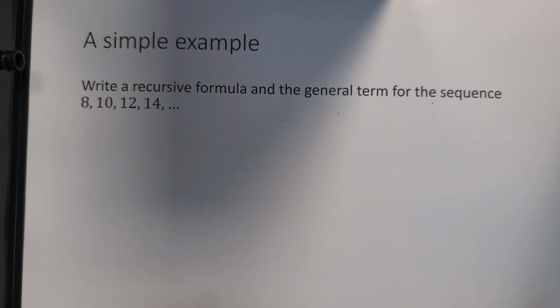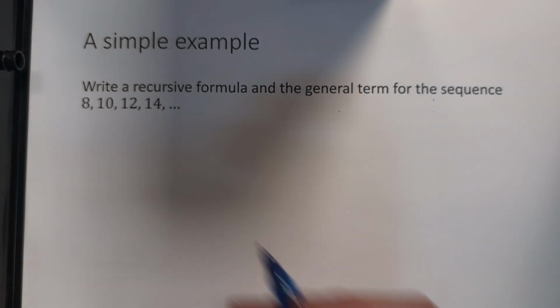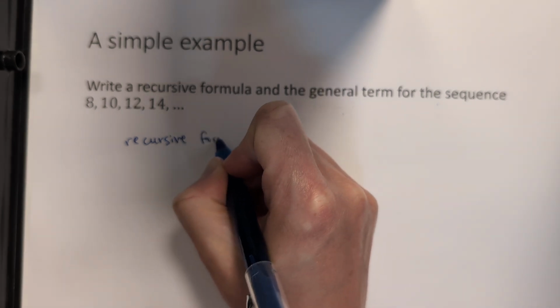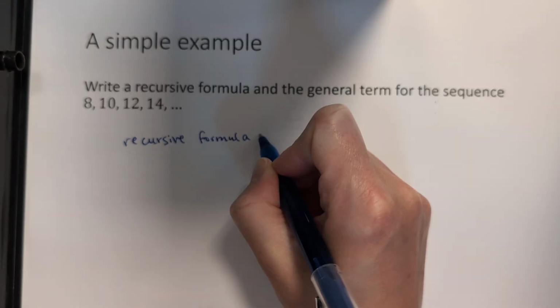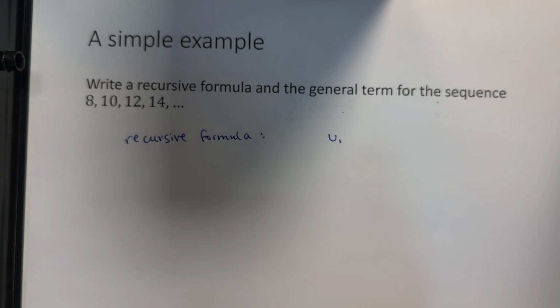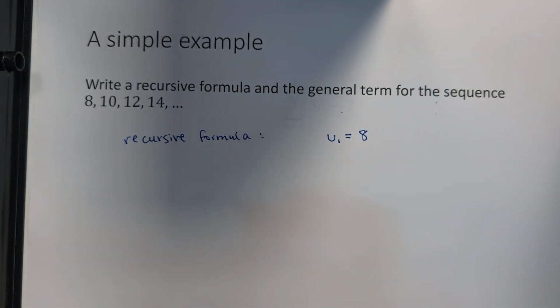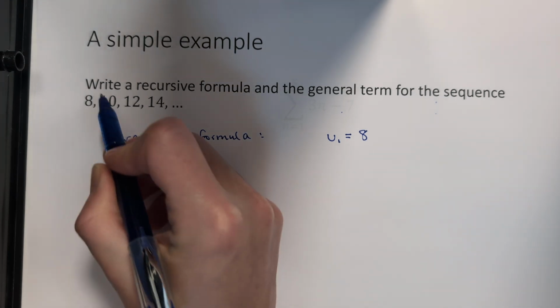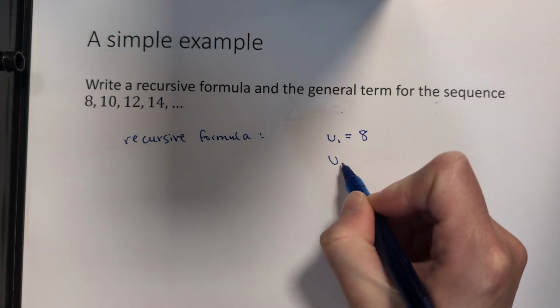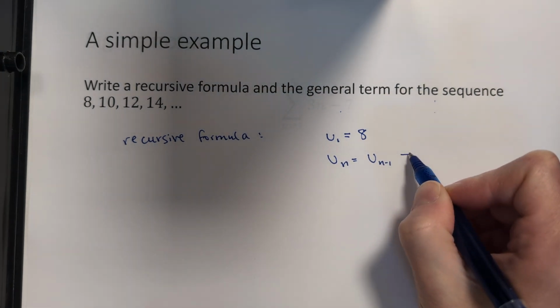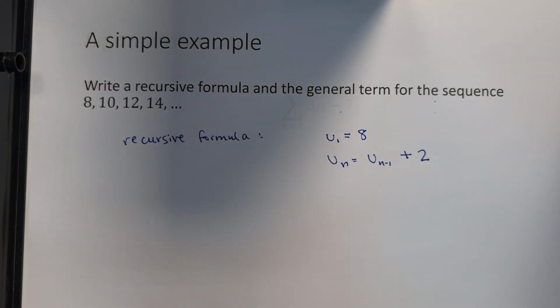So here's a simple example. Write a recursive formula and the general term for the sequence. It's arithmetic because I'm adding 2 each time, common difference. So recursive, remember that a recursive formula, we need to define the first term. So the value of the first term, U sub 1, is 8. And what we have to do to every term to get the next one is I'm adding 2 each time. So to find any term, I take the previous term and I add 2.